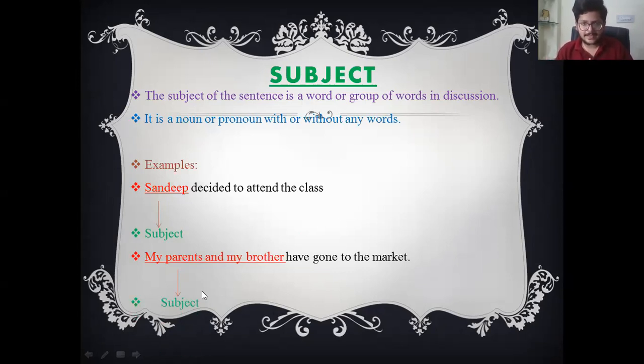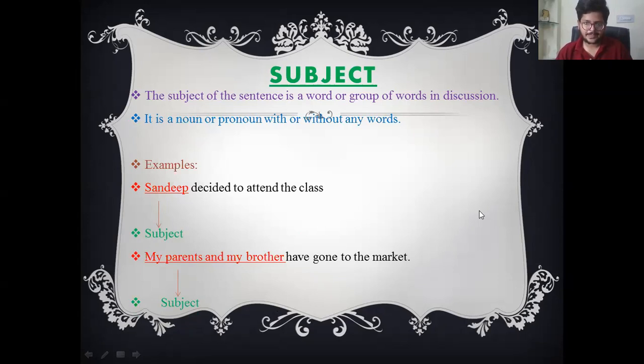Okay. Here the subject is more than one word. My parents and my brother. So we have 5 words here as the subject. Why do we have 5 words here as the subject? Because the entire sentence is talking about my parents and my brother. Okay. So this will be the subject of the sentence.